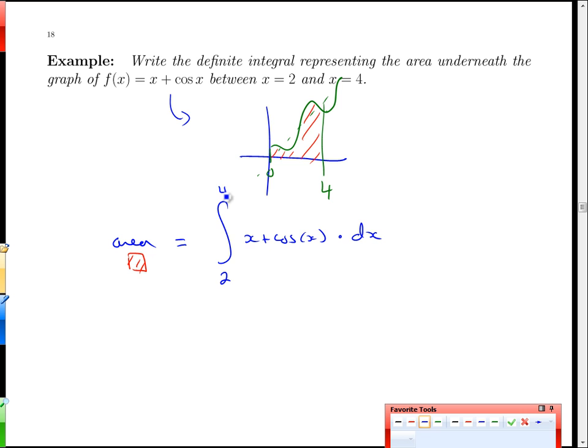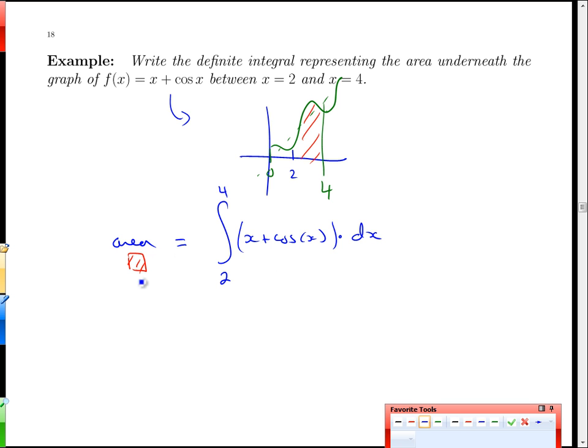Whoops. And I just realized it's 2 to 4, not 0 to 4. So let's break that off here. 2. There we go. So that area we could write out as the integral of x plus cos of x times dx, from x equals 2 to x equals 4.